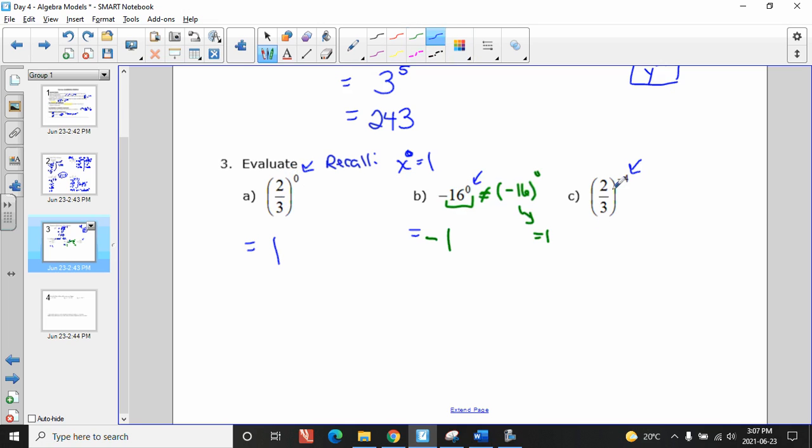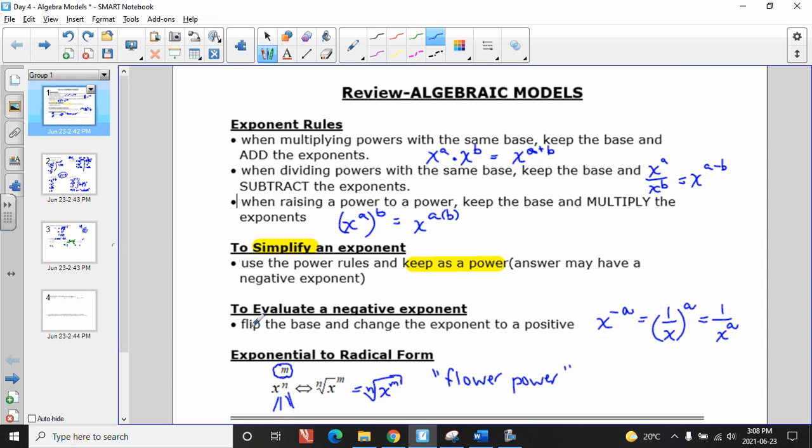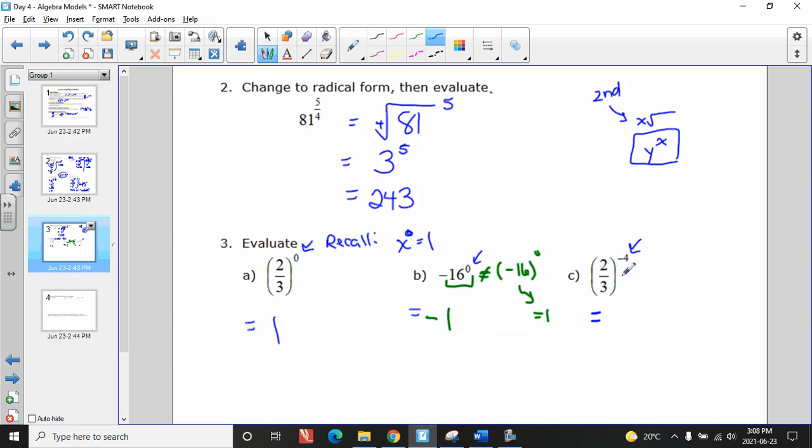The last one of this type has the negative exponent. The exponent rule, just to remind you, says we can flip the base and change the exponent to a positive. So here I changed from an x to 1 over x, and the sign of the exponent has changed. What that looks like here is a flipped base. Instead of 2 over 3, I'm going to change it to 3 over 2. And the exponent changes from negative 4 to positive 4 when that happens. So now this is a fraction raised to the exponent 4. That means 3 to the 4 divided by 2 to the 4.